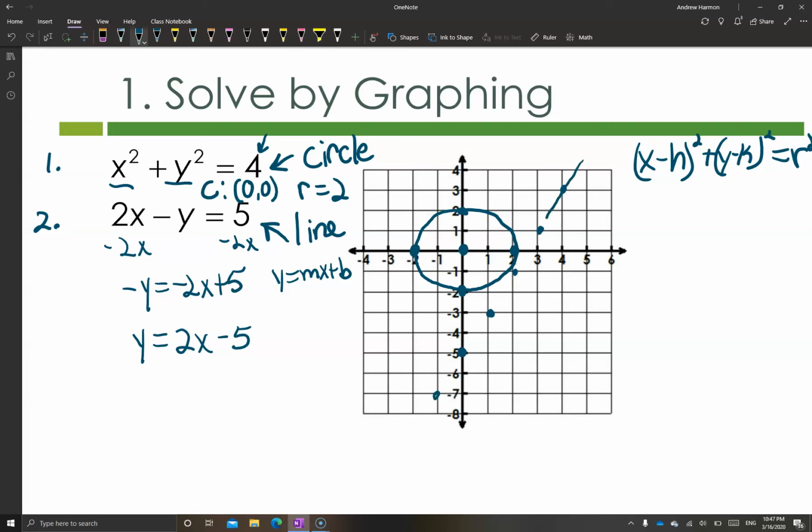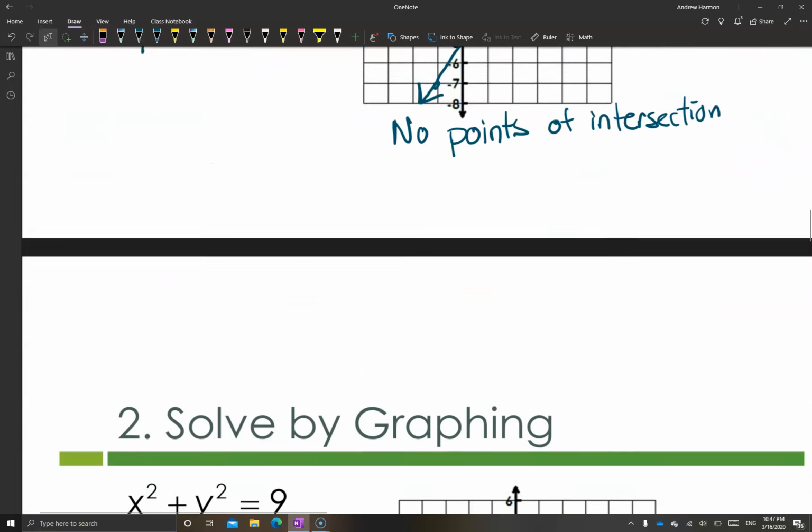We connect up those dots, and you'll see that the line and the circle never intersect. So there is no point of intersection. No points of intersection. All right, first example done. Let's take a look at a second one here for graphing.